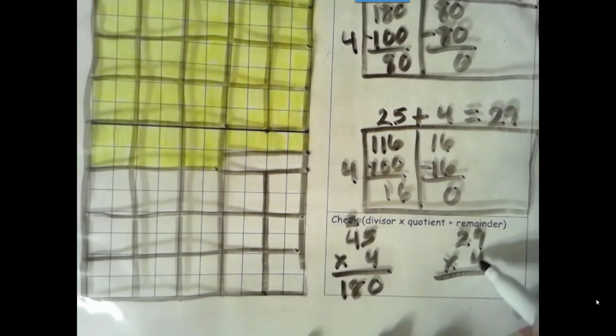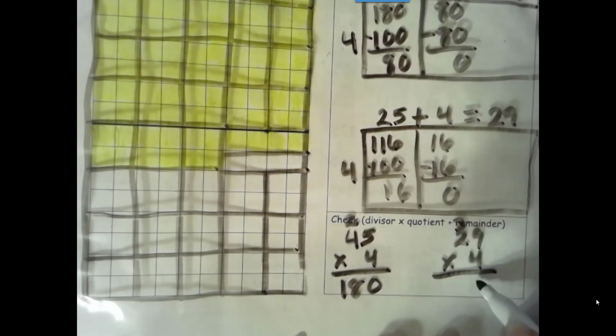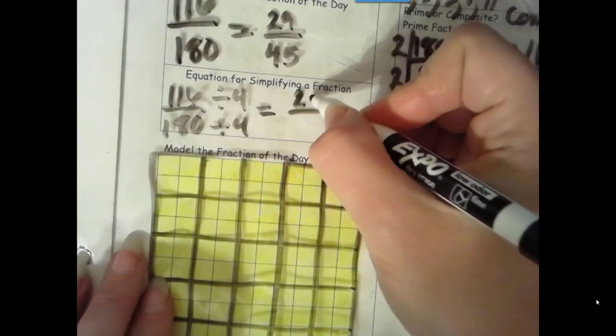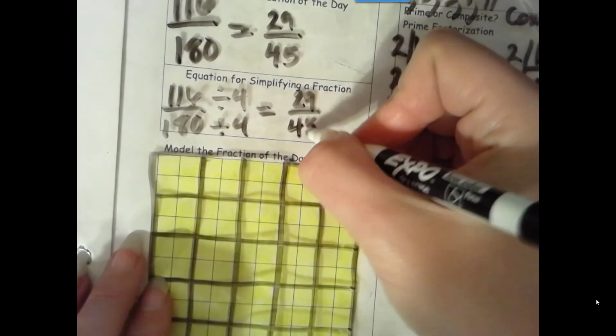4 groups of 5 is 20. 4 groups of 4 tens is 16 tens, plus 2 more is 18 tens. 4 groups of 9 is 36. 4 groups of 2 tens is 8 tens, 9, 10, 11 tens. 116, that matches our dividend, so it checks. 180, that matches our dividend, so it checks. So our numerator is definitely 29, and our denominator is definitely 45.